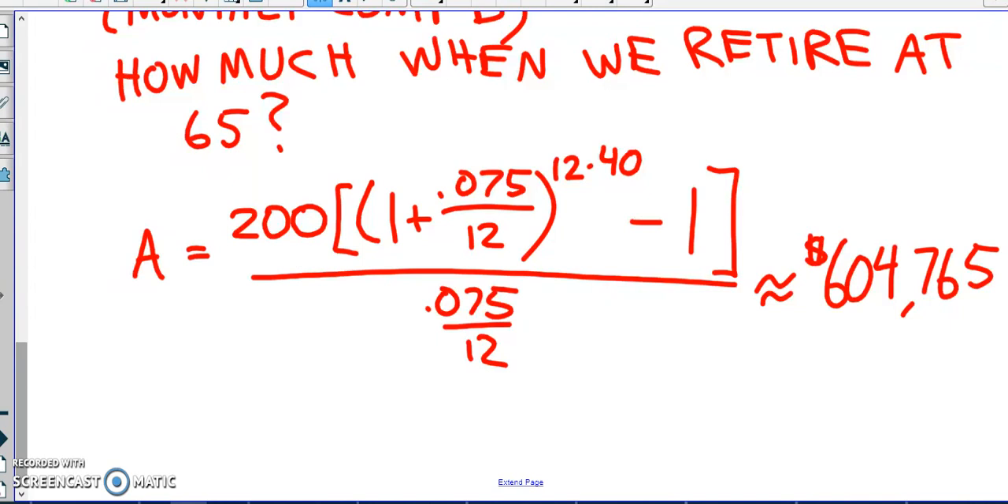Now, you probably can't find one at 7.5%, but if you can find one at a decent percentage, these are really good for retirement because you don't have to put a ton in to get seemingly a ton out. You just have to leave it there for a long period of time.